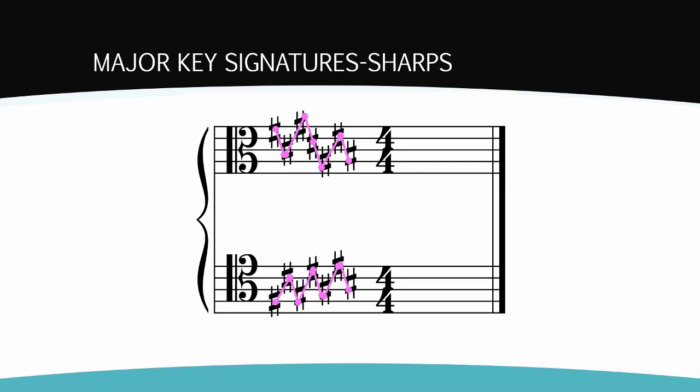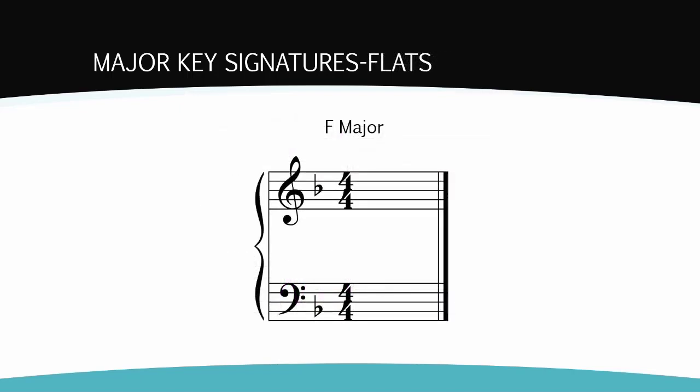Now let's look at all of the major scales that have flats in their key signatures. The key with only one flat is F major. The one flat is B flat. You just have to memorize that the key signature with one flat is F major.